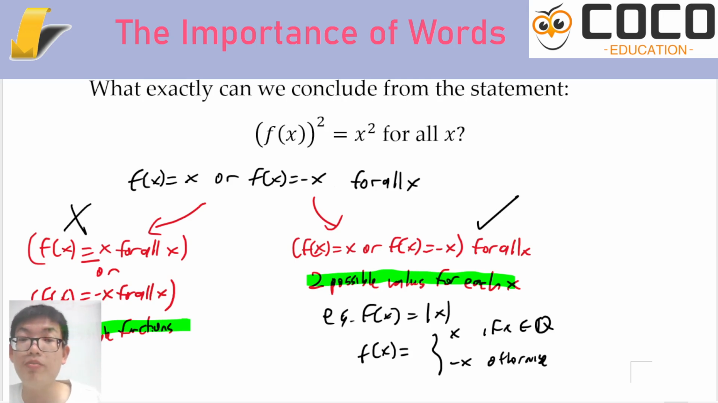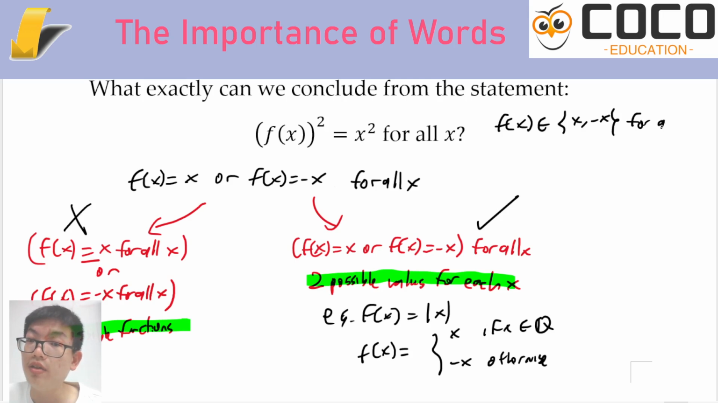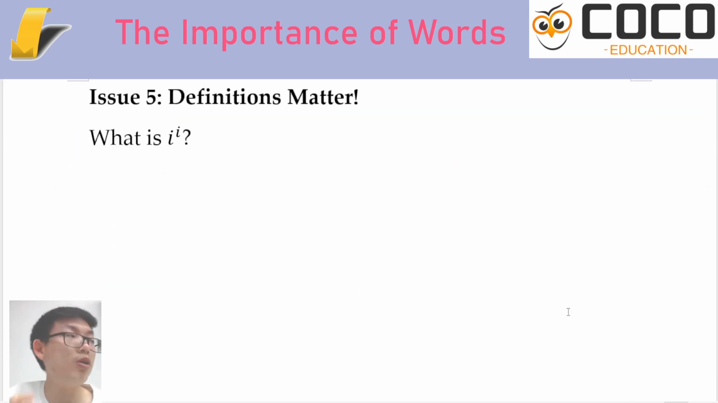The best way you can probably specify this is that f(x) is in the set {x, negative x} for all x. This is probably the most precise way to put it. And precision is very important. I call this the importance of words. If you don't want to use words, it's fine, you can use symbols. But you need precision of symbols, because symbols also depend on the definition.